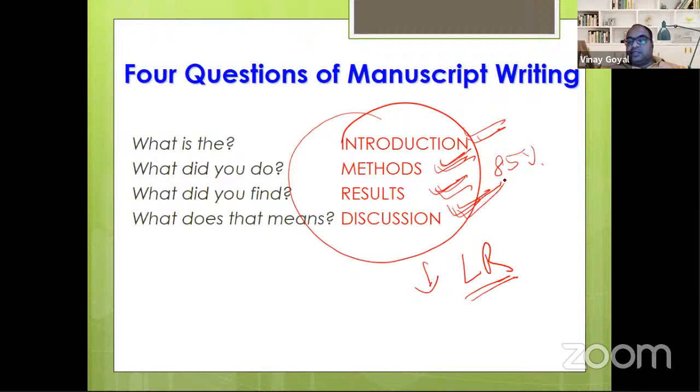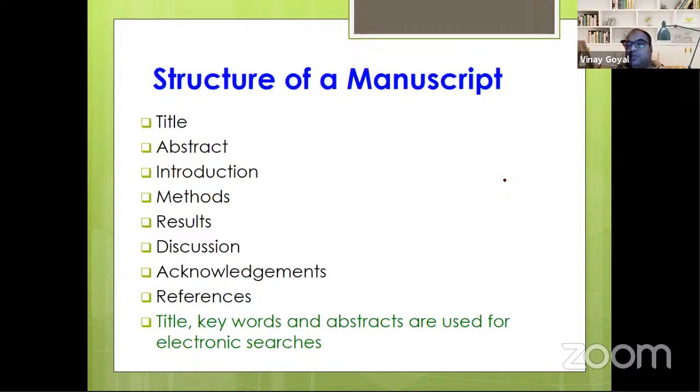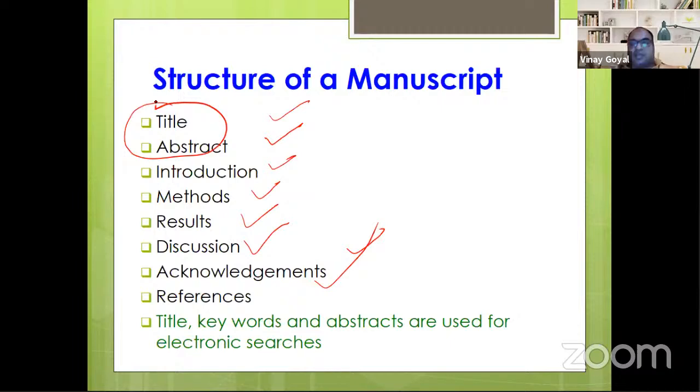This is the structure of the manuscript. Most of us know this. So there has to be a proper title. There has to be an abstract, introduction, methods, results, discussion, acknowledgement. This is the structure. And these two, as I said at the start of the class, are very important. My further slides explain your titles and abstracts.